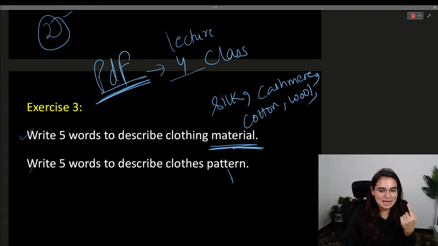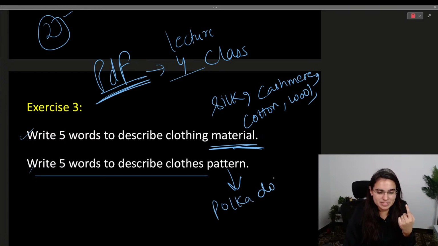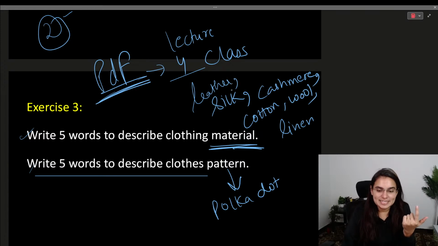Polka dot was a pattern. The second question is 5 words to describe clothes patterns. So polka dots were patterns. Polka dots, woolen, linen. Linen is a good word you can think of. Leather is another word. Yes. Checks is another pattern.